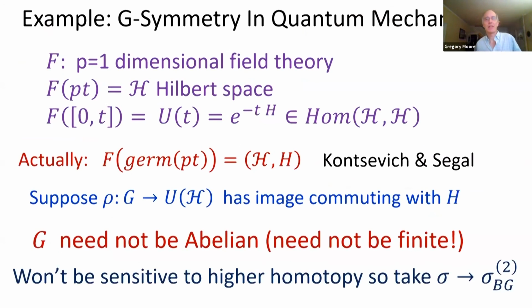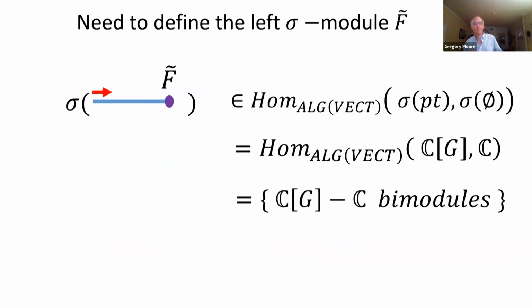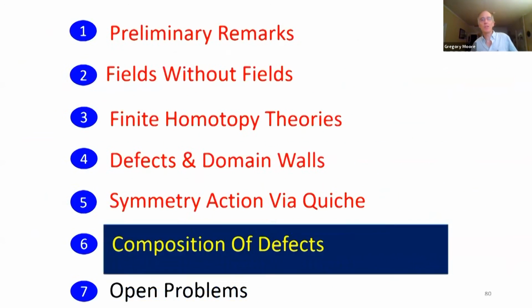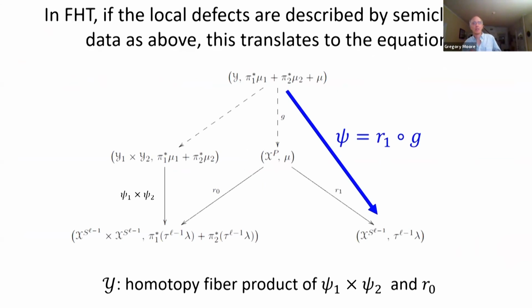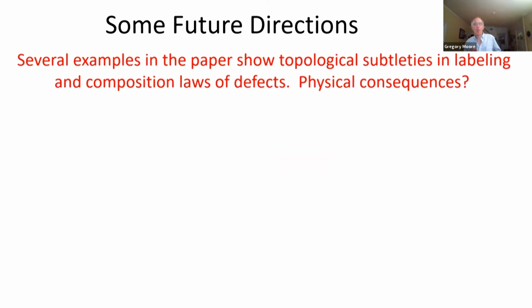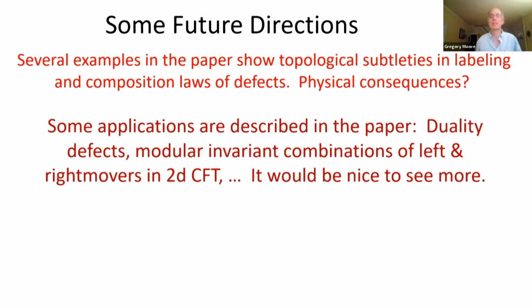We have lots of examples. We also describe how to multiply these defects. Don't have time for that. So let me conclude with some open problems. In the paper, as I've mentioned, there are several examples of topological subtleties and labeling defects and the composition laws of defects. It would be nice to see some more physical consequences of that.